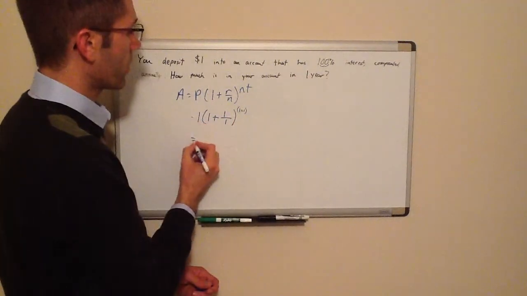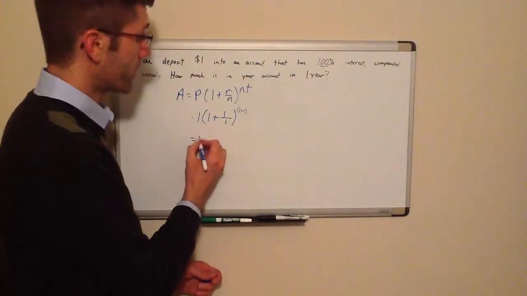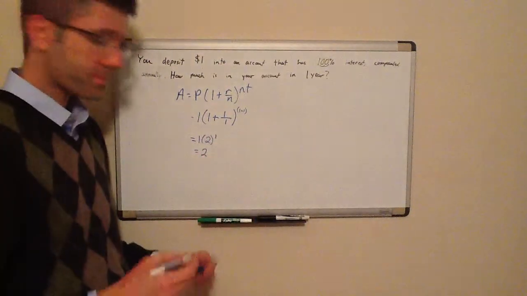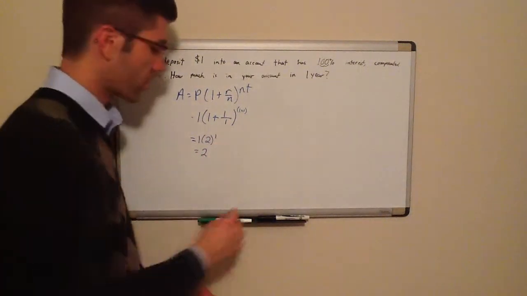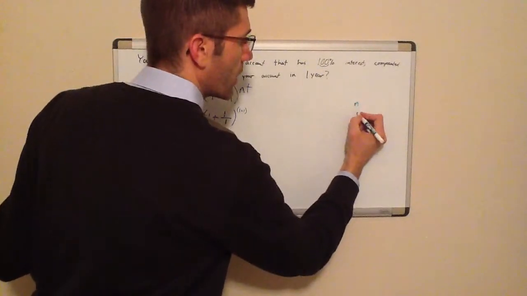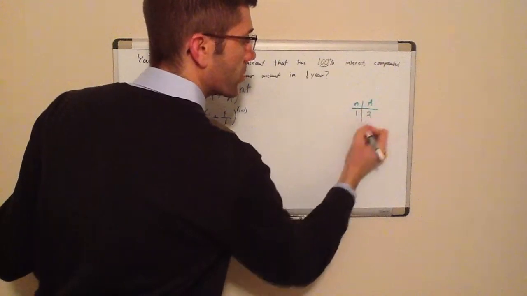Let's simplify a whole lot of this. Basically, we have 1 times 2 to the first power, so we have a 2. Okay, I'm going somewhere with this. So over here, if n is 1, then the amount that we have is 2.